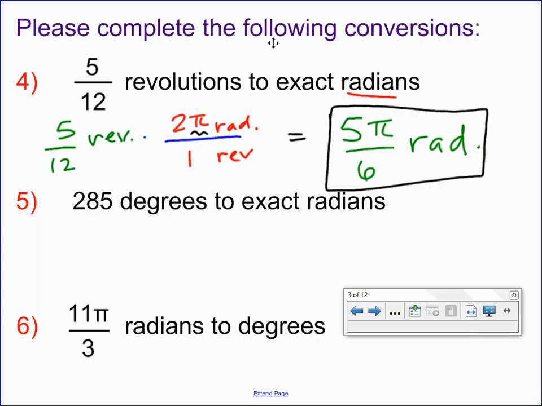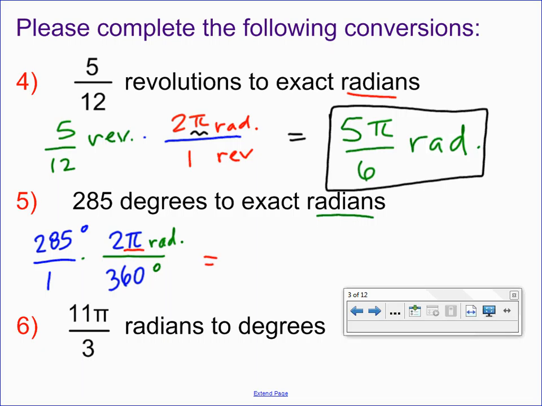Let's do 285 degrees to exact radians again. So once again, we'll begin with my given 285 degrees. We'll make that a fraction by putting it over 1 and then multiply by an identity, whose sole purpose is getting rid of the label I don't want, in this case degrees, and moving to the thing I do want, in this case radians. We know that in 360 degrees, there are 2 pi radians of spin. We can cancel our degrees, and again, I'm going to leave out the pi in my calculator and then put it back in on top because I want exact.